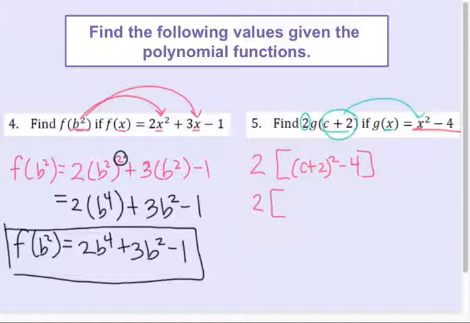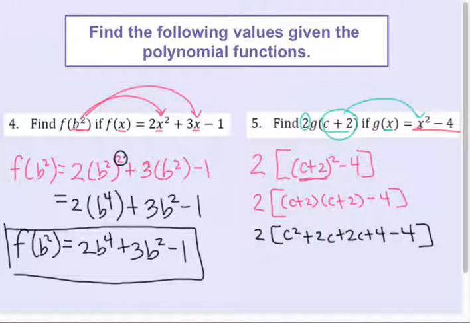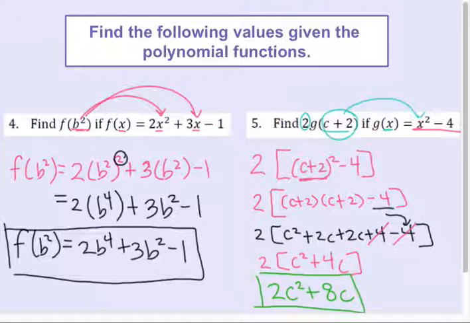Now remember, to simplify this first part here, you need to write it as c plus 2 times c plus 2, and you need to go ahead and FOIL. So we need to do that. So I would have 2, I would have c squared plus 2c plus 2c plus 4 minus 4 from this part. Then I would notice my 4 minus 4 will cancel out. And so I would have 2 times c squared plus 4c. And lastly, I would need to go ahead and distribute that 2. So I would get 2c squared plus 8c. And that would be my solution for example 5.